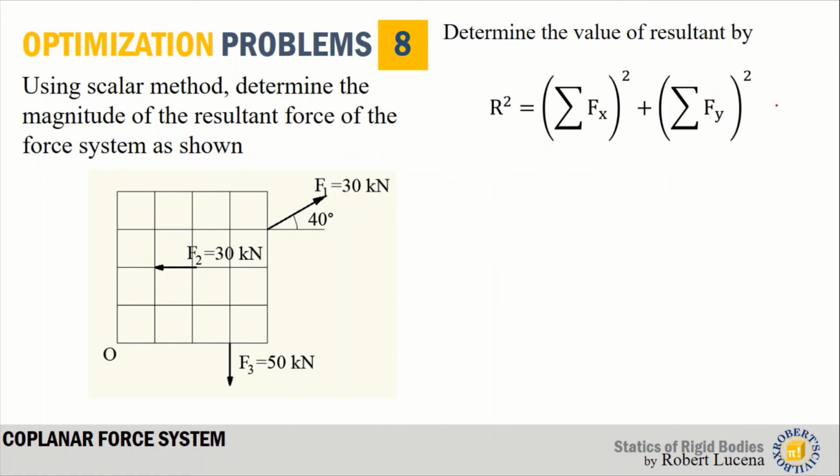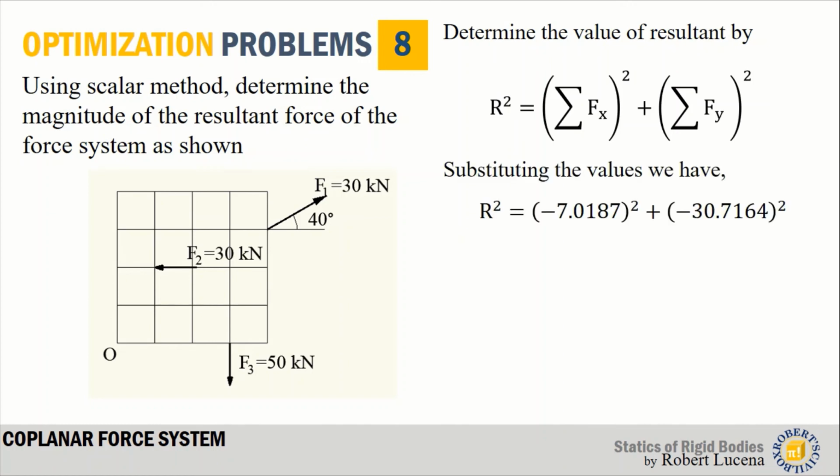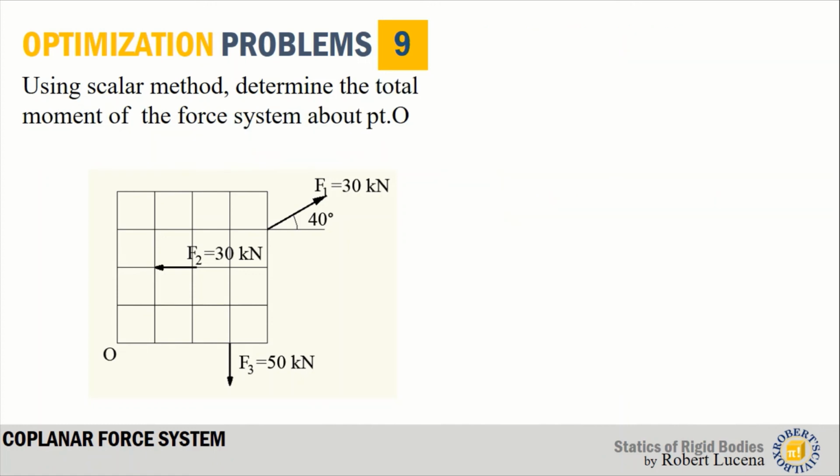And to get the resultant, we use this formula. The sum of the squares of the components is equal to the square of the resultant. So we have now negative 7.0187 squared plus negative 30.7164 squared is equal to R squared. Now, the magnitude of the resultant is equal to 31.5080.